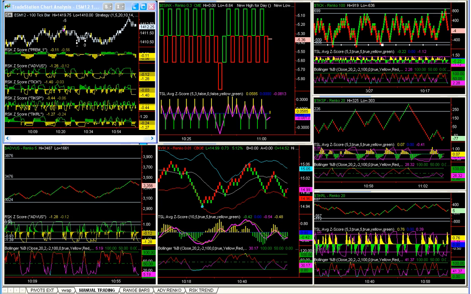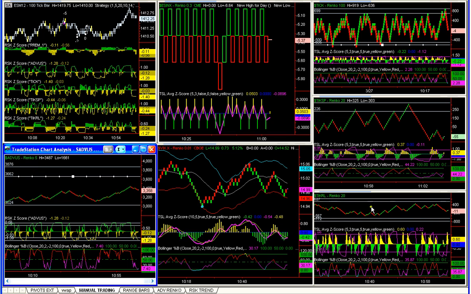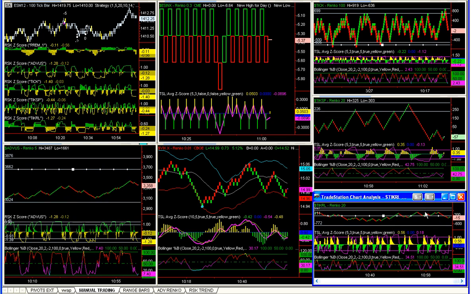We have 7 charts in this workspace. Chart number 1 is the upper left. When you look at TradeStation workspaces with multiple charts, they are numbered from top to bottom, left to right. So this is number 1, and that's number 2, and this makes number 7 over here. Okay.